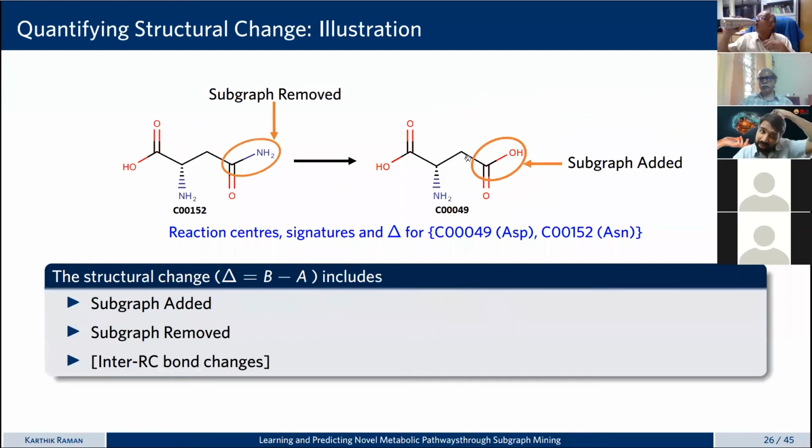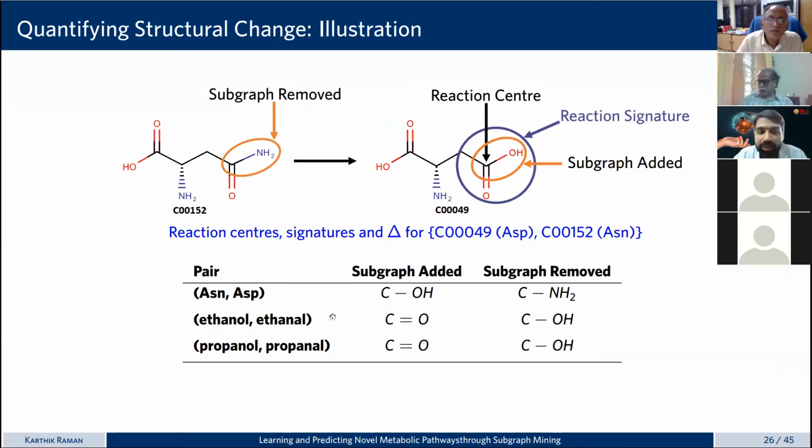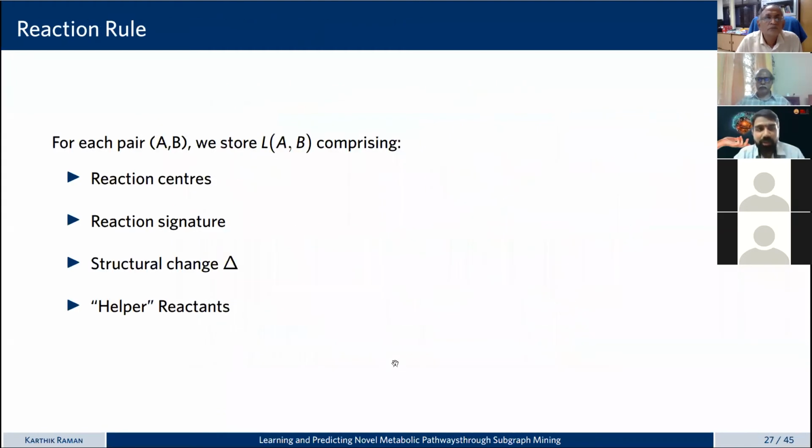And then we store the structural change. So this loss of an NH2, gain of an OH at a particular carbon which has a neighborhood that looks like this, becomes our rule. So given this rule, let's see different examples. For a simple example, suppose you have an alcohol dehydrogenase that converts ethanol to ethanal. So a COH becomes a C double bond O. Your alcohol becomes an aldehyde. I'll have an example of this sort coming shortly.